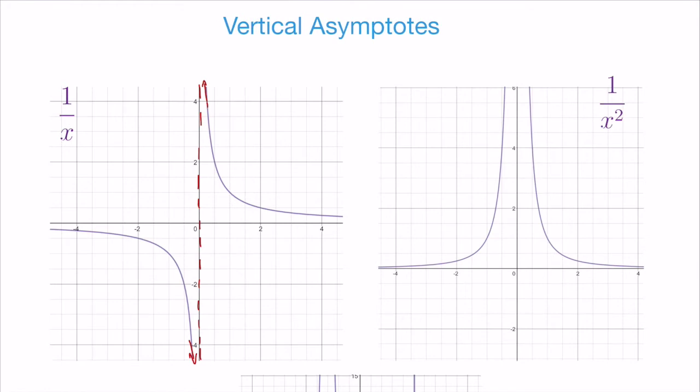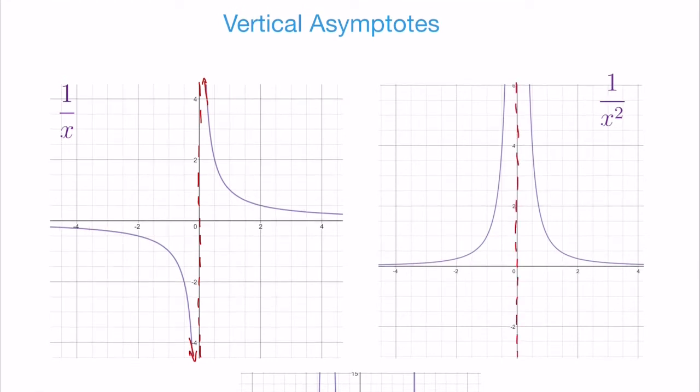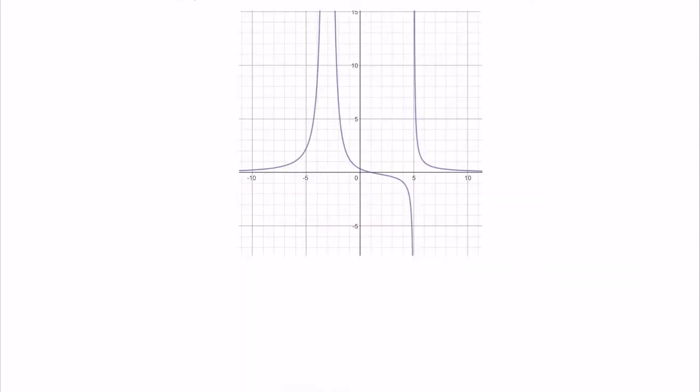The graph of 1 over x squared also has a vertical asymptote here at 0, and the graph is approaching in a different way, but your graph is always approaching your asymptote. Let's look at the next graph here. This graph has two vertical asymptotes, one at -3 here and one at 5 here.